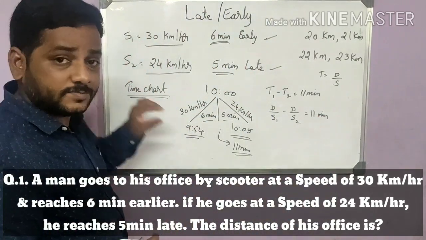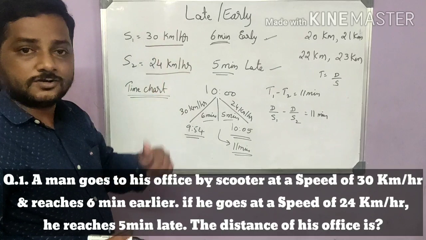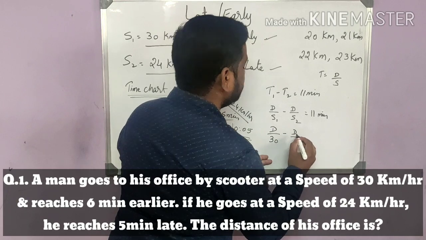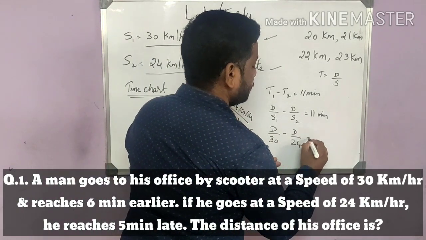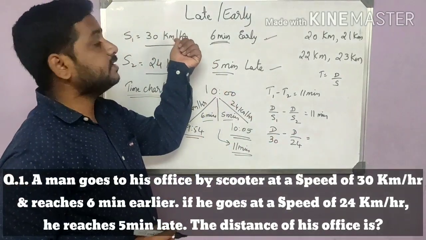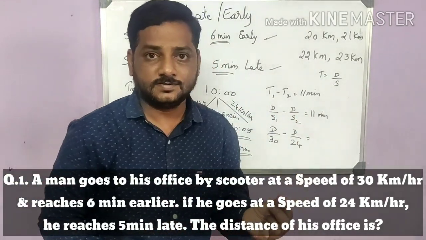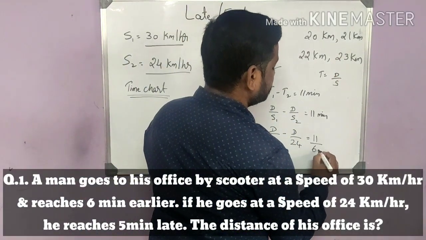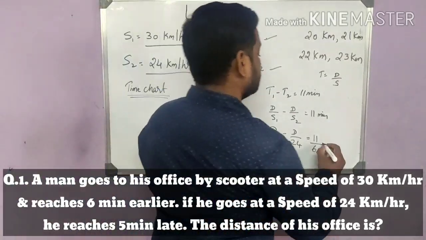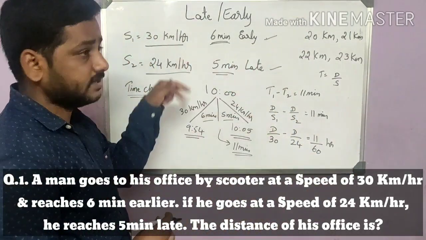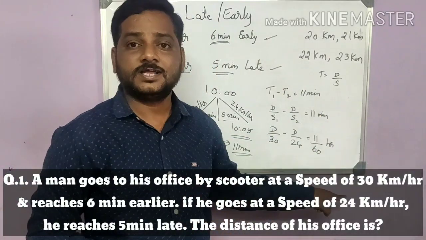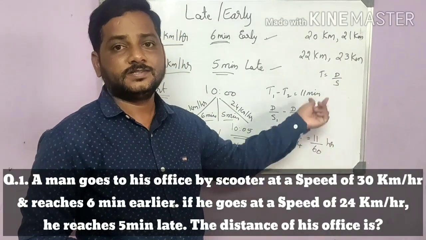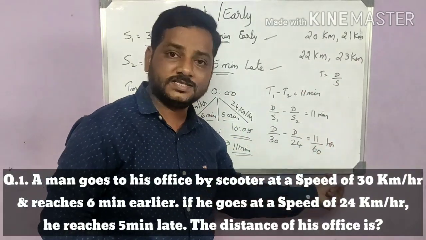Here we have information of speed 1 and speed 2. S1 is 30 km per hour. So let's substitute that. It can be written as D by 30 minus D by 24. Whereas this 30 and 24 are in kilometers per hour, and here time is in minutes. So let's convert this time into hours. How can we write it? 11 by 60, that will be in terms of hours, because we have the speed in kilometers per hour. 11 minutes means, for 1 hour it is 60 minutes, so 11 minutes, how many hours will it be? 11 by 60 will be the hours.